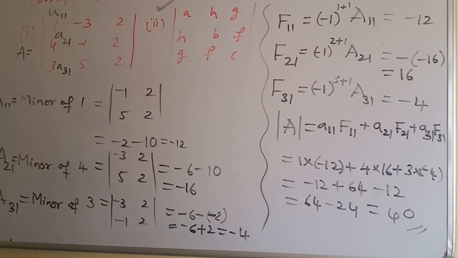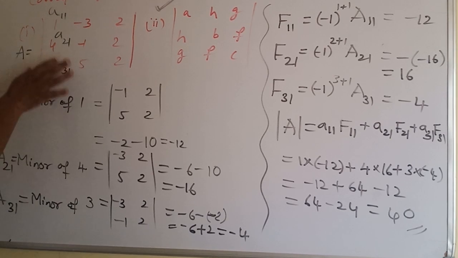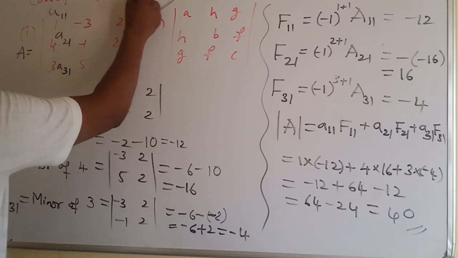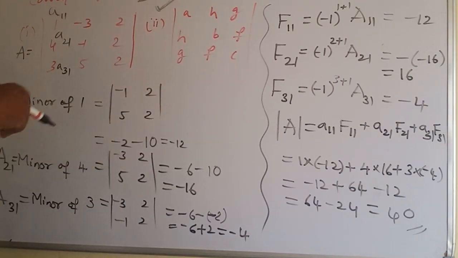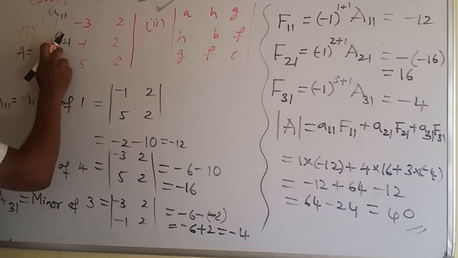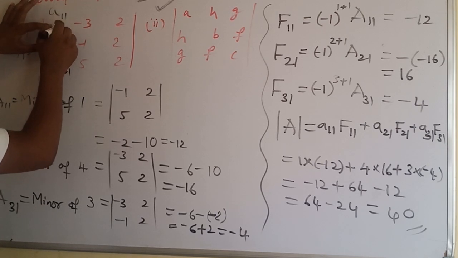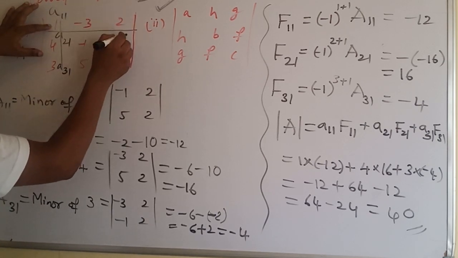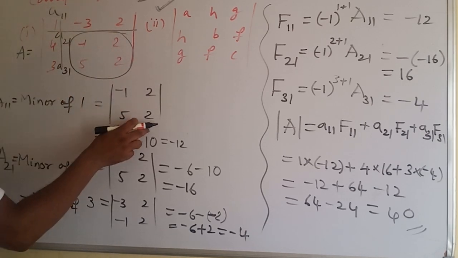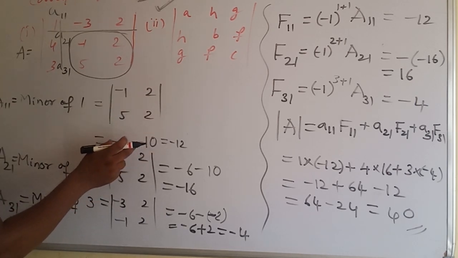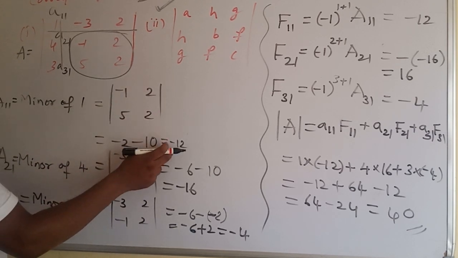Once again, listen carefully. For A11, the minor of 1, I want. Because they said the first column, here they have given the first column, so we are doing only the first column: A11, A21, A31. For the A11 minor, remove this row and this column, and whatever is left, take as the determinant: -1, 5, 2. When you find that determinant, you get -1 into 2 minus 2, minus 5 times 2 is 10, so you get -12.